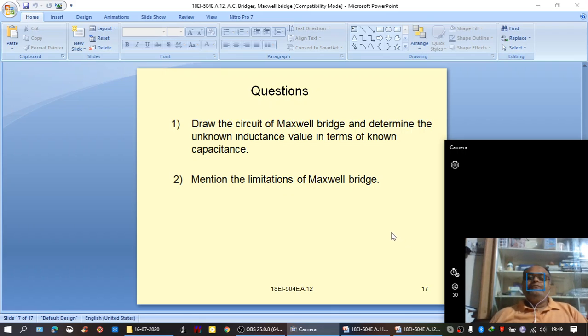Yes, this is all about Maxwell bridge. In a moment, we'll see another AC bridge, that is Schering bridge, and we will try to analyze the circuit.